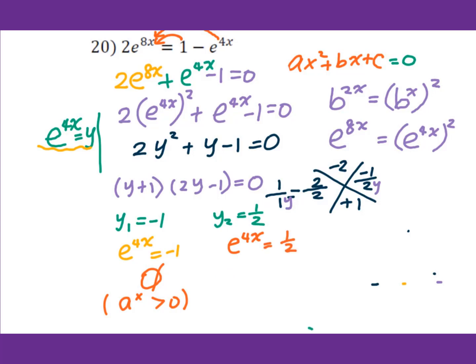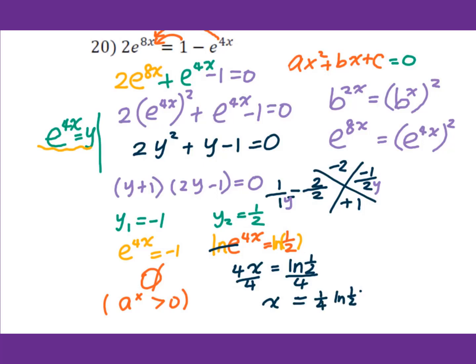Then we do natural log both sides. You will get 4x equals natural log of 1/2. Then we divide by 4 both sides. You will get x equals, I can do 1/4 natural log of 1/2.